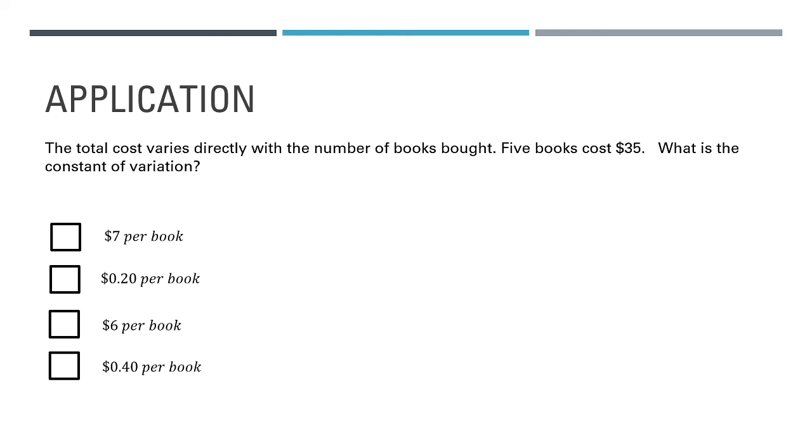The correct answer is $7 per book. And it's $7 per book because the dependent variable is the cost of $35, the independent variable is 5, and I divide the dependent variable 35 by the independent variable 5, and I get $7 per book.